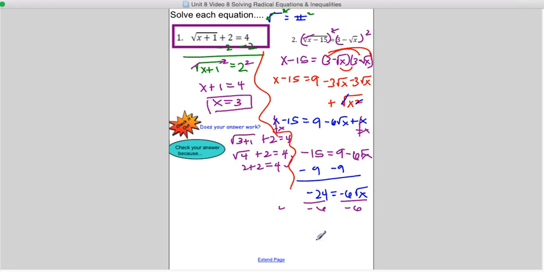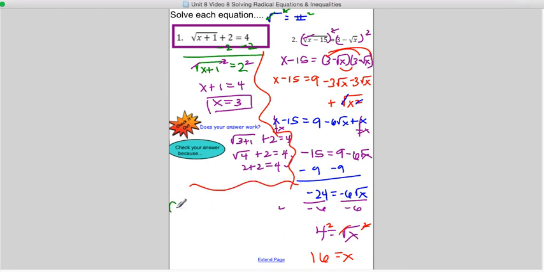Negative 24 divided by negative 6 is positive 4, which is equal to the square root of x. And now I would square both sides again to get x by itself. So x is equal to 16. Then I should always go ahead and check to make sure my answer will work.